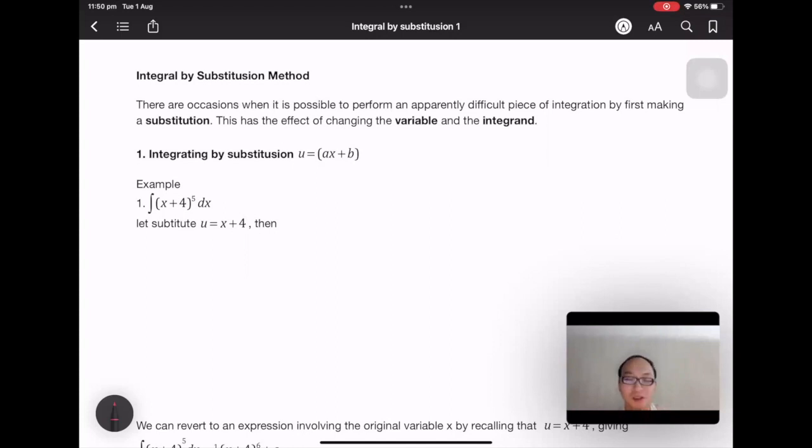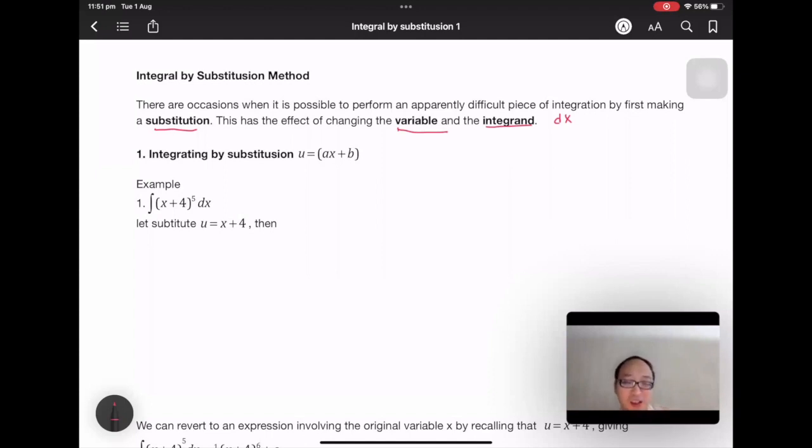Integral by substitution method. We know that integral by substitution method is the inverse of the chain rule in differentiation. We need this method because sometimes we find it is difficult to integrate a function using the power rule. That's why we have to do the substitution of the specific variable in the integrand. So let's see the first substitution.